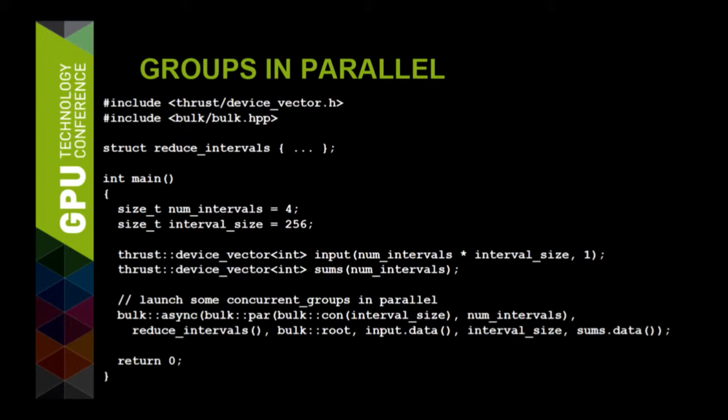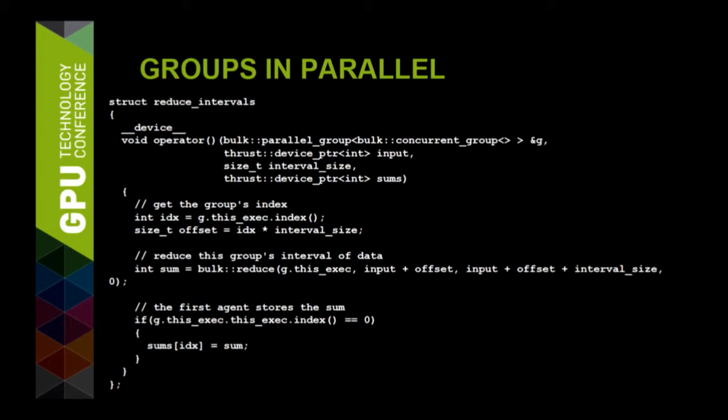And then to do this, we just call bulk async. But this time, instead of saying bulk par or bulk con, we actually nest these calls together. So we're actually creating a hierarchy of these groups. At the outermost layer, we're saying we want a parallel group of concurrent groups of agents. So this is a sort of two or three level hierarchy, depending on how you count. But anyway, this corresponds to a CUDA grid. We've got lots of groups that can synchronize, and we've got lots of them going in parallel. And then we just pass the rest of the arguments to the kernel.